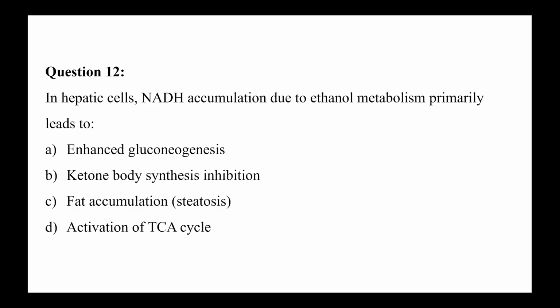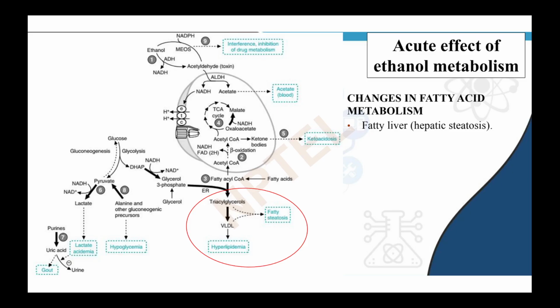What would be the correct answer? Yes, option C is the correct answer. Fat accumulation or steatosis. I have already told you that beta oxidation is inhibited by the high amount of NADH that is there. Beta oxidation is being inhibited.